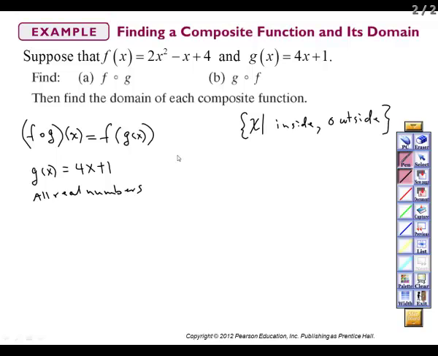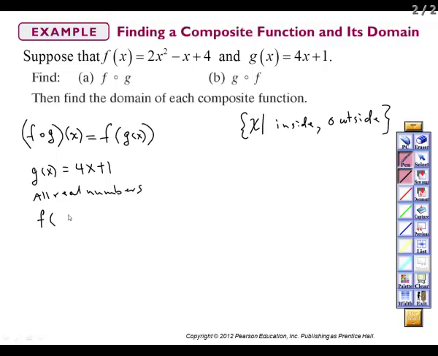There's no restrictions there, right? There's no x in the denominator, there's no x in the radical, so it's all real numbers. So basically, what we do at this point is we put the f of g of x. Now we're going to take a look at f of g of x.